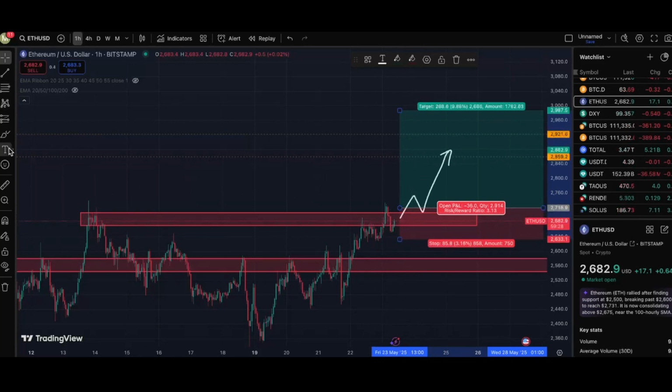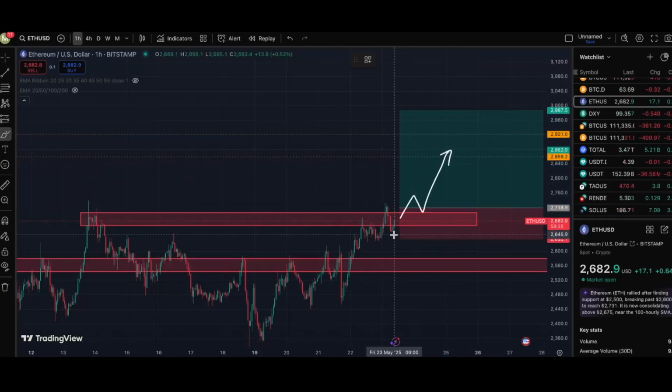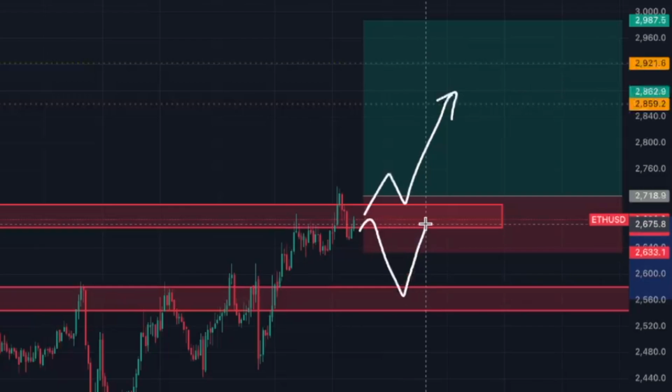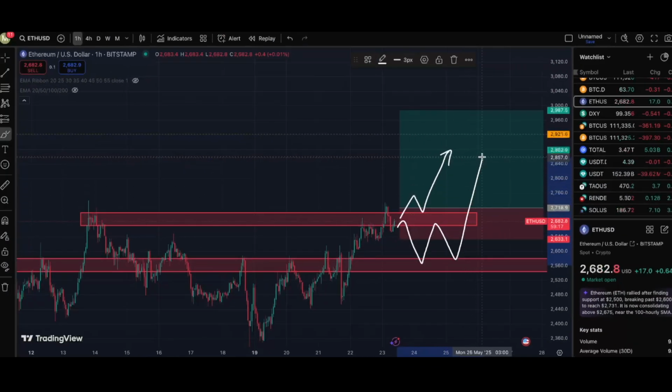The other scenario is that we get a rejection. It's not looking like this actually. It comes down to this level, then consolidates in this area and then shoots to the $3,000 level. So these are both trade setups and both are possible.